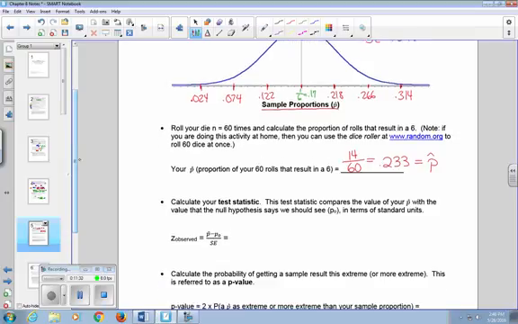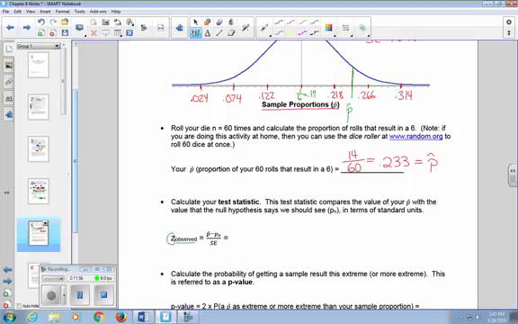All right, so next step, I don't know if that's enough evidence or not. So where is it in our distribution? 0.233 is somewhere in here. Here's my p-hat, roughly. So we want to know where that is relative to the center of the distribution. So we're going to calculate what's called a test statistic. This test statistic compares the value of your p-hat with the value that the null hypothesis says we should see, p0. And we're doing this in terms of standard units. So we're calculating a z-score.